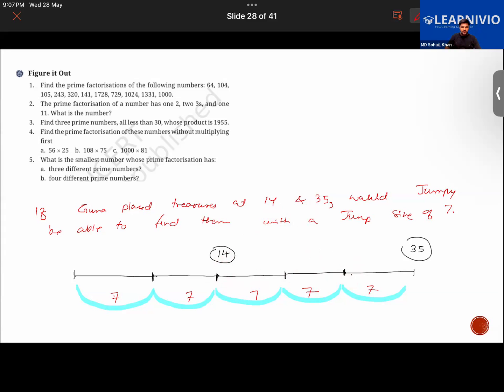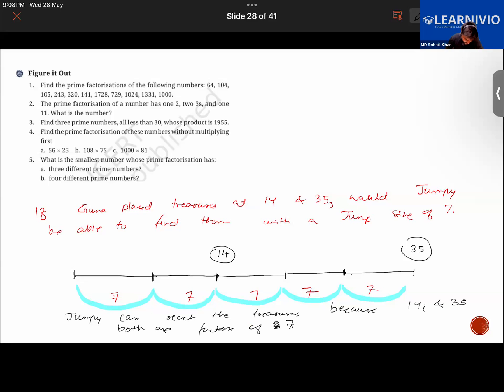Further, we can also use the concept of co-prime numbers here. Tell me if that much is clear to both of you. So we should answer that Jumpy can reach the treasures because 14 and 35 both are multiples of 7.